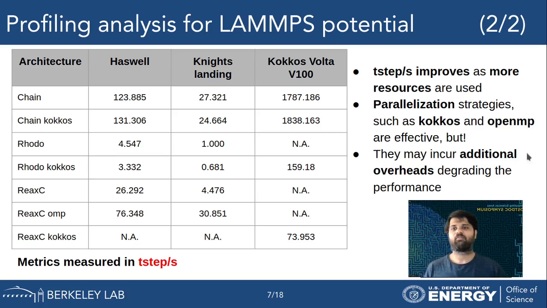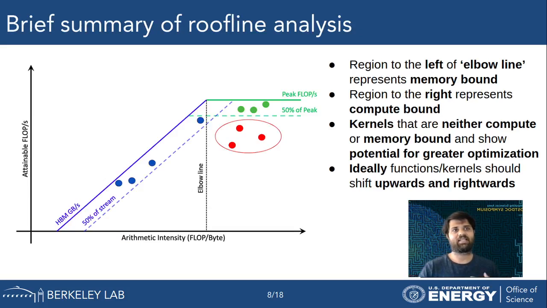In this example, we can see that when you take just the REAX potential, you get twice the number of time steps per second just by using the OpenMP version of it. However, which of these parallelization strategies fits best to the next generation of GPUs can also be determined based on analysis. And for this analysis, the roofline method is one of the candidates that we use to figure out how efficiently we are using the compute resources.